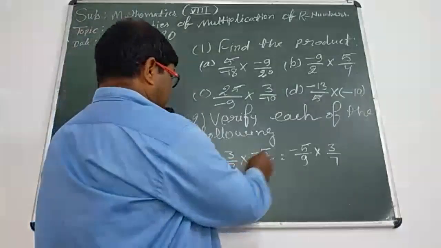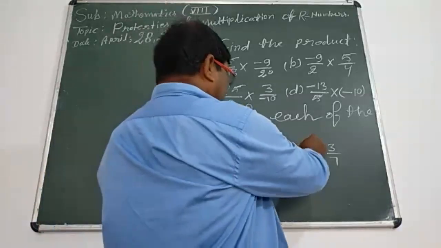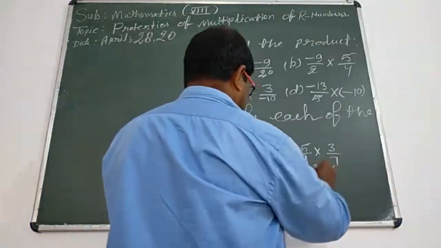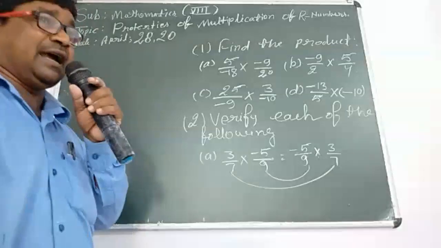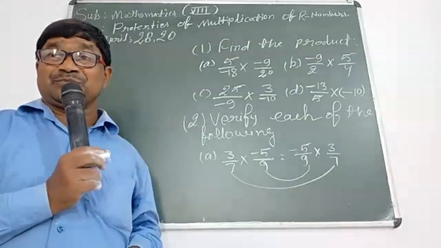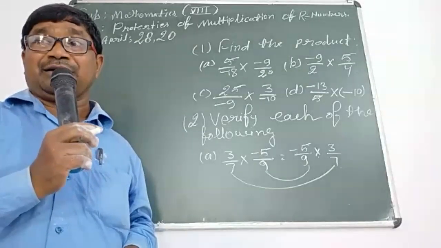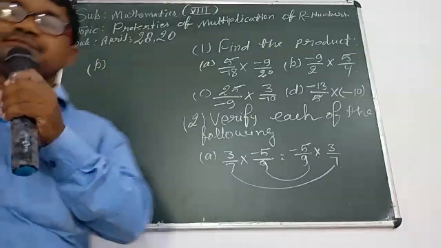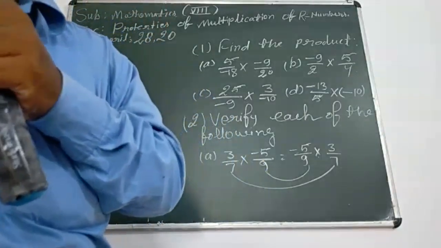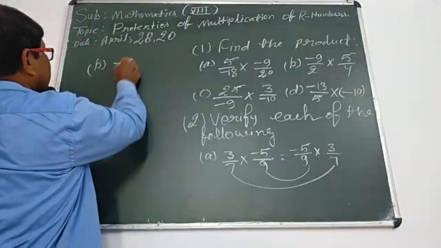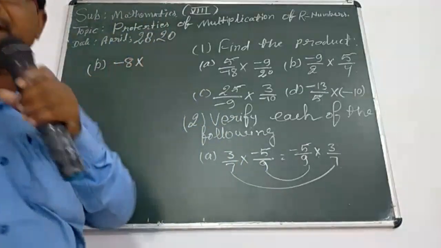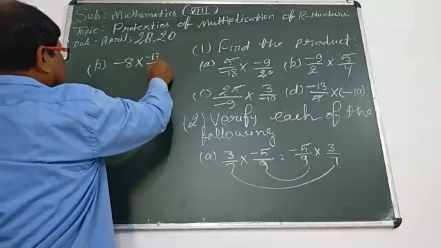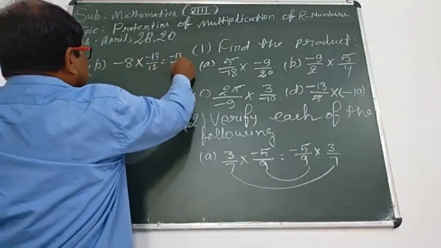3 upon 7 multiply minus 5 upon 9, minus 5 upon 9 multiply 3 upon 7. Check. What is this? Closure property. Now you can take help from that property. Now sum number B: minus 8 multiply minus 13 upon 12 equal to minus 13 upon 12 multiply minus 8.